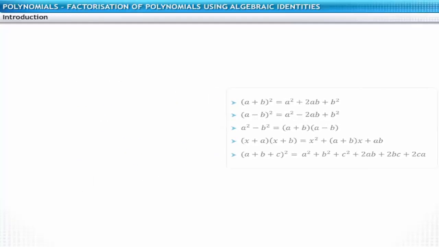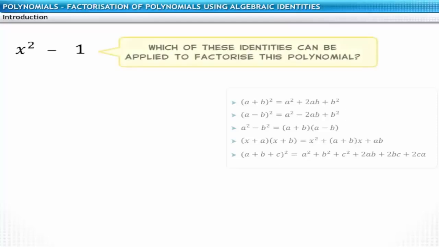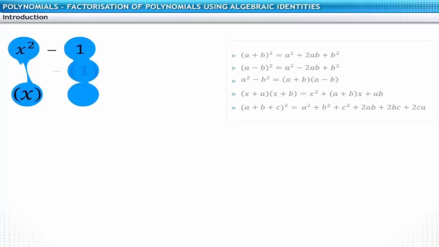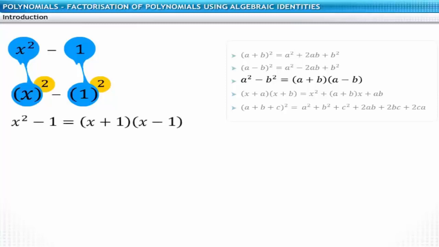For example, consider the quadratic polynomial x squared minus 1. Which of these identities can be applied to factorize this polynomial? This can also be expressed as the difference of two squares. Hence, you can use this identity to factorize the quadratic polynomial. The obtained linear polynomials are the factors of the polynomial.